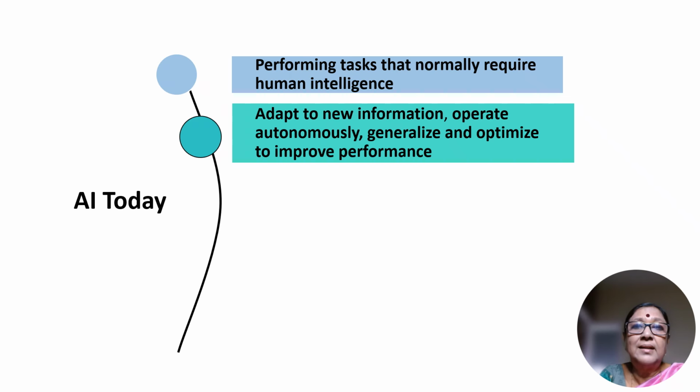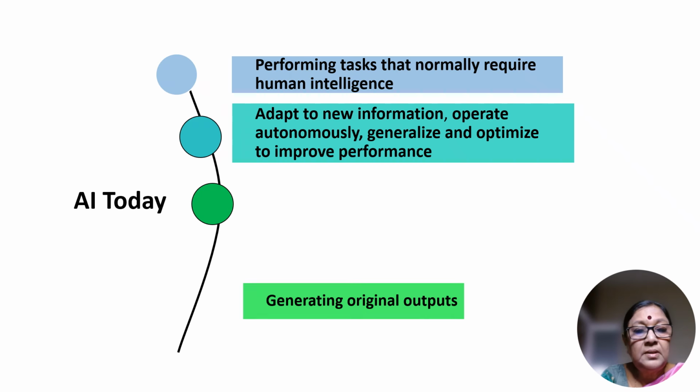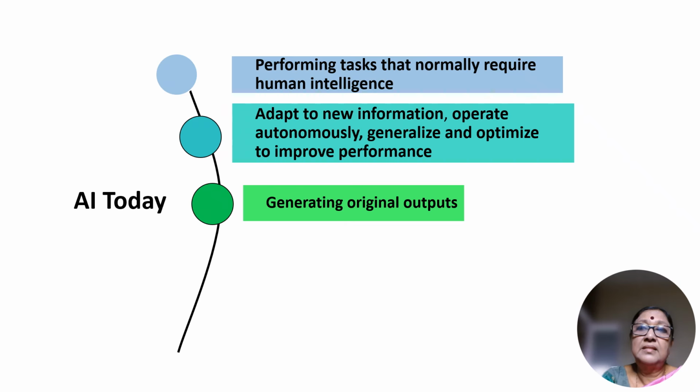You give it some data, it will learn some pattern. What is this learned pattern? It tries to generalize it. We'll come to this generalization later, and it will optimize to improve the performance. Then, it is now capable of generating original outputs. This was never possible before.